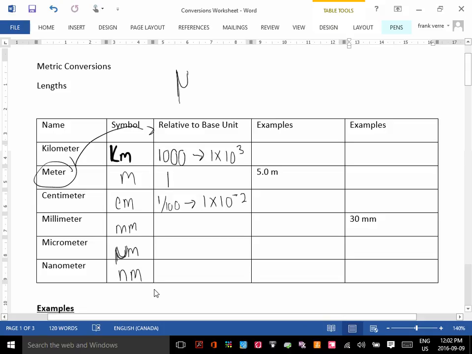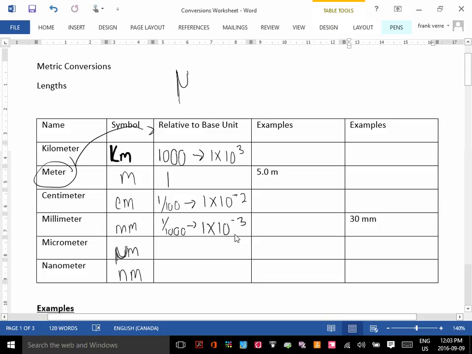Centi refers to units of 100. Milli would refer to units of 1,000. So this would be 1,000th. So if 1 over 100 is 1 times 10 to the negative 2, then 1 over 1,000 should be 1 times 10 to the negative 3. You guys are good. Really good.